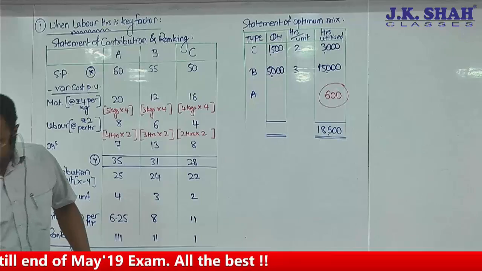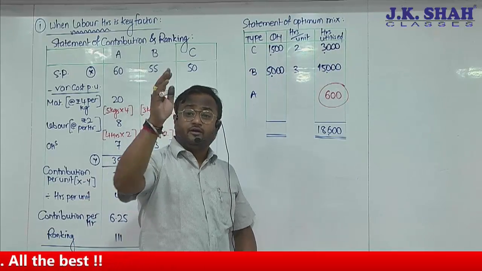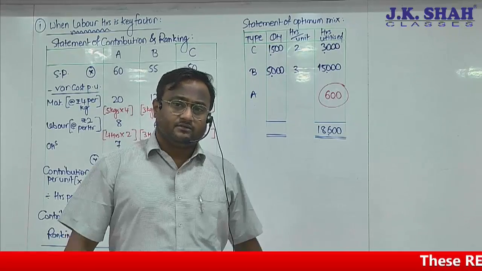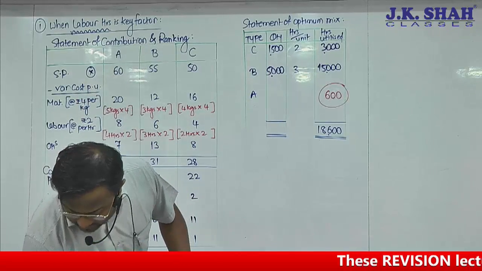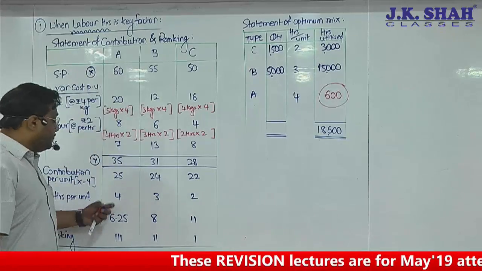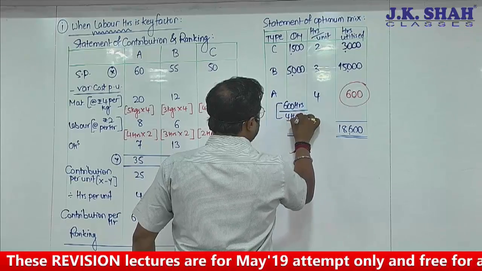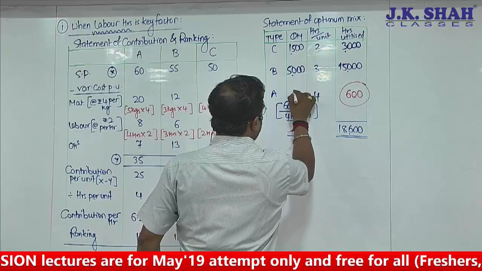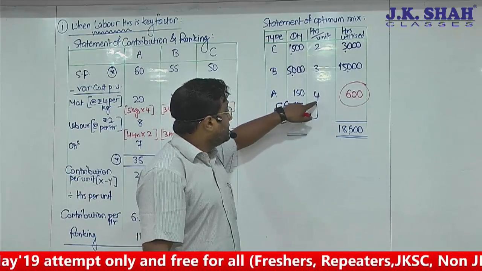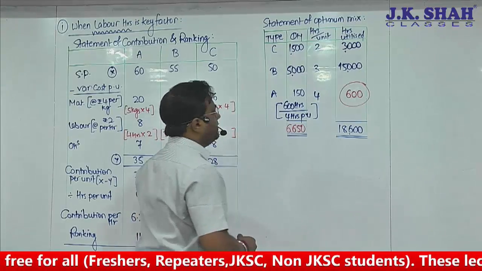Balancing figure. 1,500 units will take 3,000 hours. 5,000 units of B will take 15,000 hours, and 600 hours are still available with me. Why not utilize 600 hours for A? Why waste time there? If it is A, I need 4 hours to produce 1 unit. So with 600 hours, I can produce 150 units. Why leave that opportunity? So 6,650 units can be totally produced.